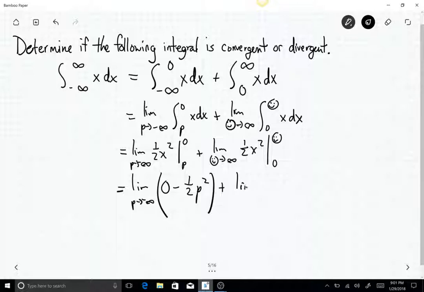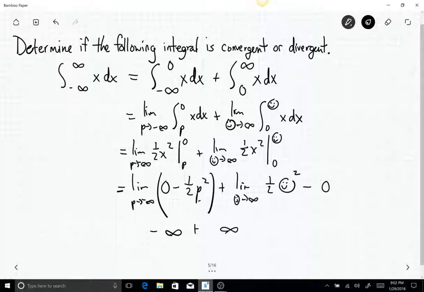you have the limit as smiley face goes to positive infinity. And this would be 1/2 smiley face squared, and then minus 0. So as p goes to negative infinity, you square this, it becomes positive infinity, and so you have a negative here, so this is negative infinity. And then the other part, you get 1/2 smiley face squared. That looks like it's going to positive infinity.